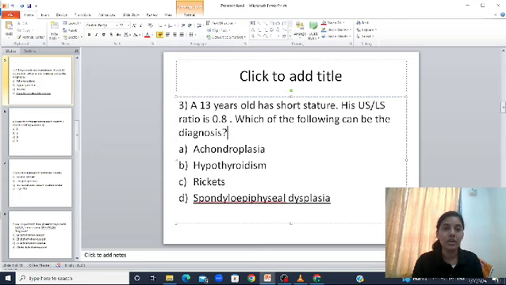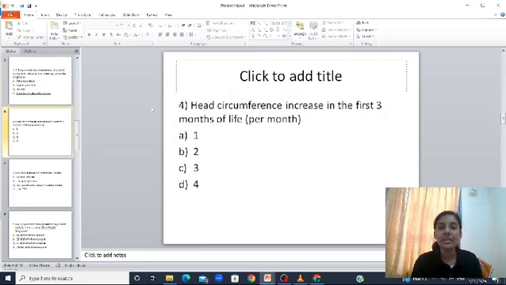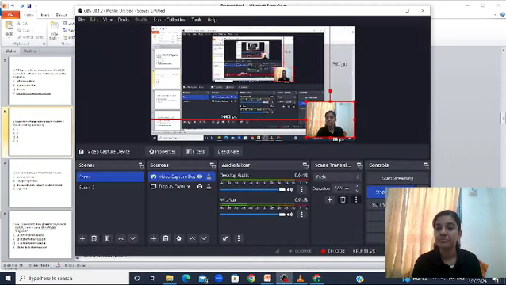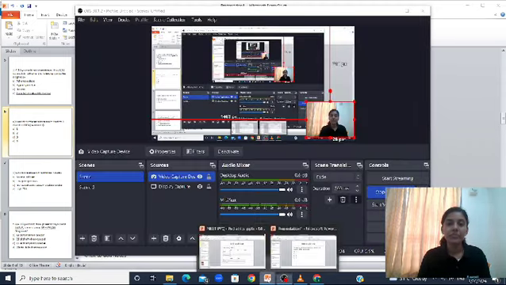Okay, going on to the next question. Here we have two questions in growth. One is regarding short stature, and the other is regarding head circumference. Head circumference increases in the first 3 months of life by dash per month. Sorry for the interruption. Yes, continuing with our recording here.